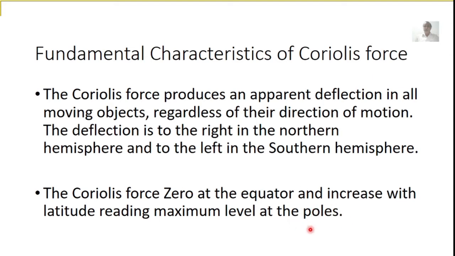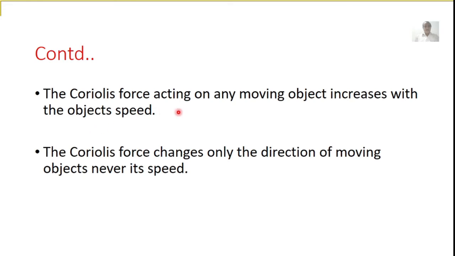At the North Pole, the Coriolis force is maximum. The Coriolis force increases with increasing latitude. The Coriolis force acting on any moving object increases with the object's speed. So the magnitude of the Coriolis force increases with increasing object speed, the linear velocity, and with the rotating frame's speed, meaning the angular velocity omega.